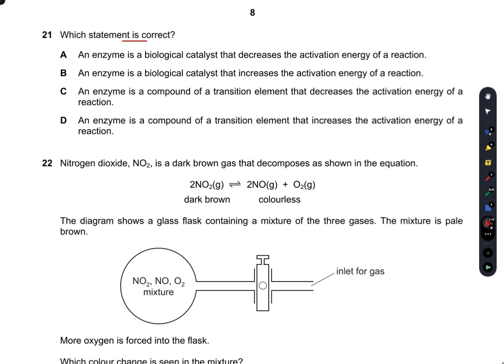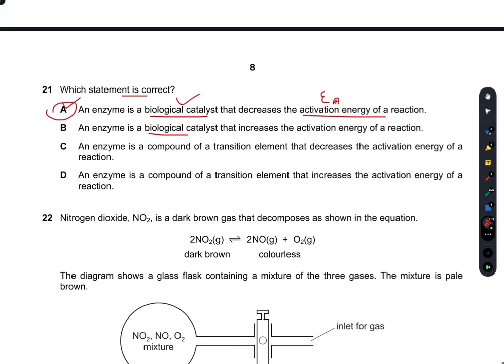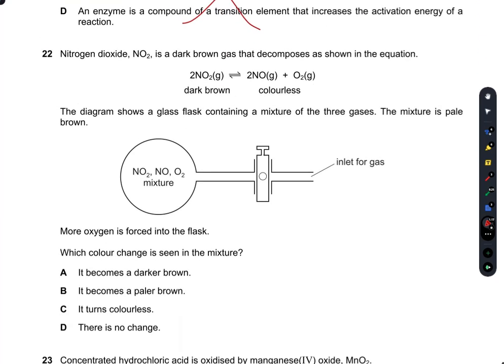Which statement is correct? An enzyme is a biological catalyst. Yes, it is. It decreases the activation energy EA of the reaction. This is true. Enzyme decreases the activation energy and thus is responsible for quick metabolic reactions and metabolic activities within the body. So A is our right option. All others are definitely incorrect.